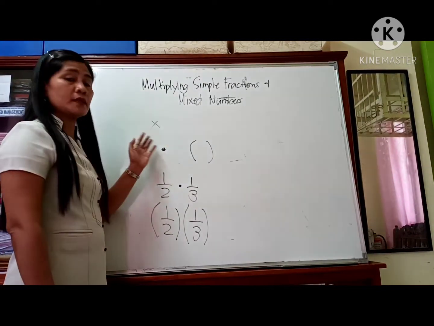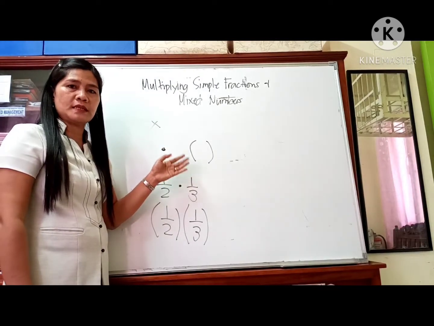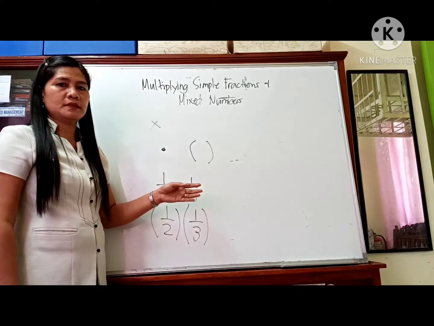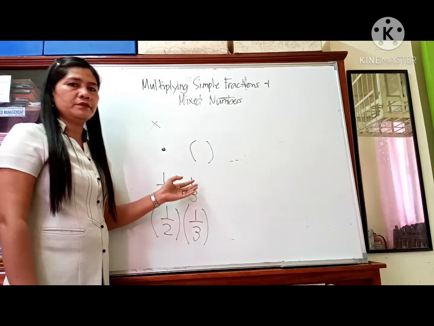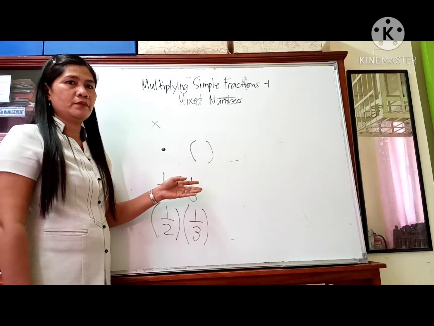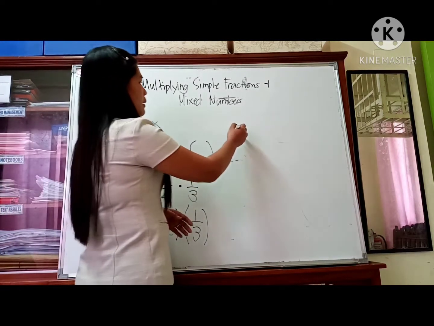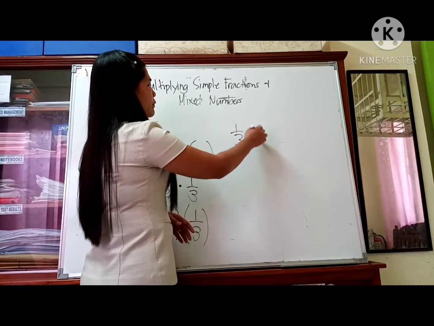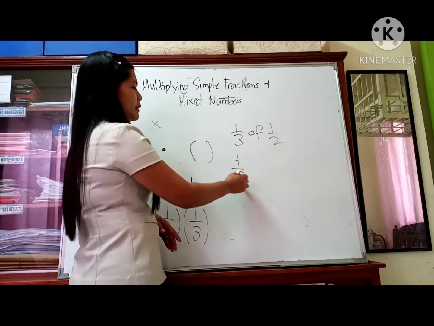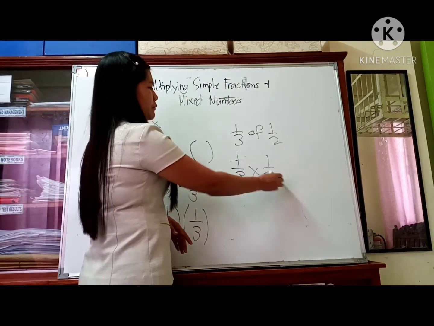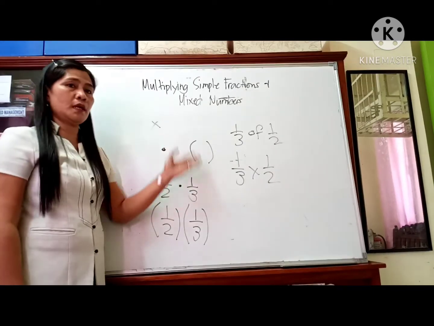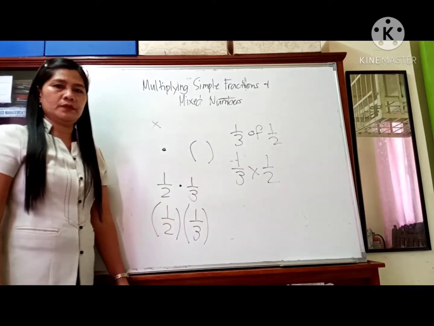There can also be phrases like multiplied by, the word times, the product of, and also the word of. Now let's say 1/3 of 1/2. That means 1/3 times 1/2. So those are the other terms used in multiplication.